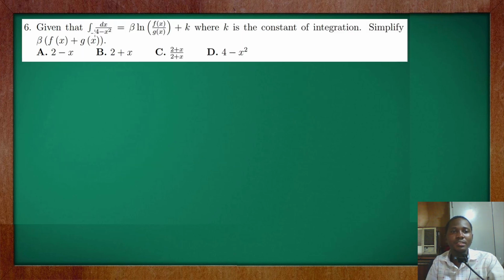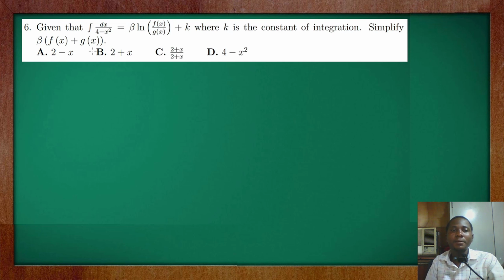In this question, it says given that the integral of dx over 4 minus x squared is equal to beta ln f of x over g of x plus k, where k is a constant of integration. Alright, so we have to simplify this expression.